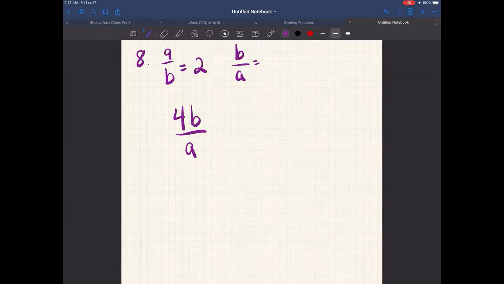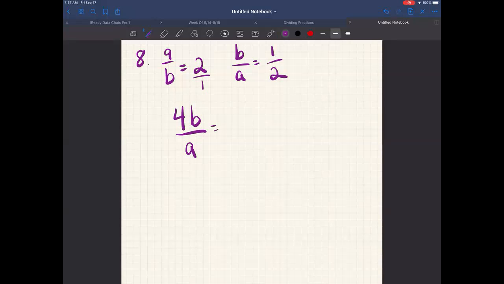So A over B and B over A are reciprocals, right? Remember, the reciprocal is just when you flip the fraction upside down. So if every whole number is a fraction over 1, what's going to be the opposite of 2 over 1? 1 over 2. 1/2, 1 over 2, same thing, right?